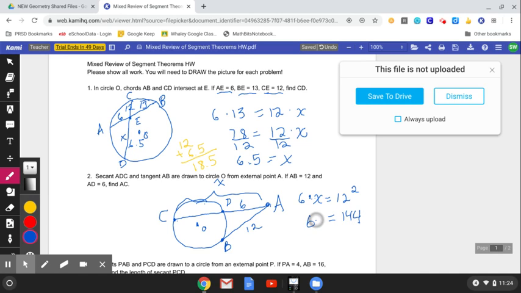6 times x is 6x. Divide by 6. Divide by 6. I think we're going to end up with an answer of 24, but let me just double check. Yep, it looks like 144 divided by 6 is 24. x is equal to 24. And 24 is the whole length of AC. Now, if they wanted to be tricky and ask us what's CD, it would just be 24 minus 6, which is 18. But they didn't do that on this one.